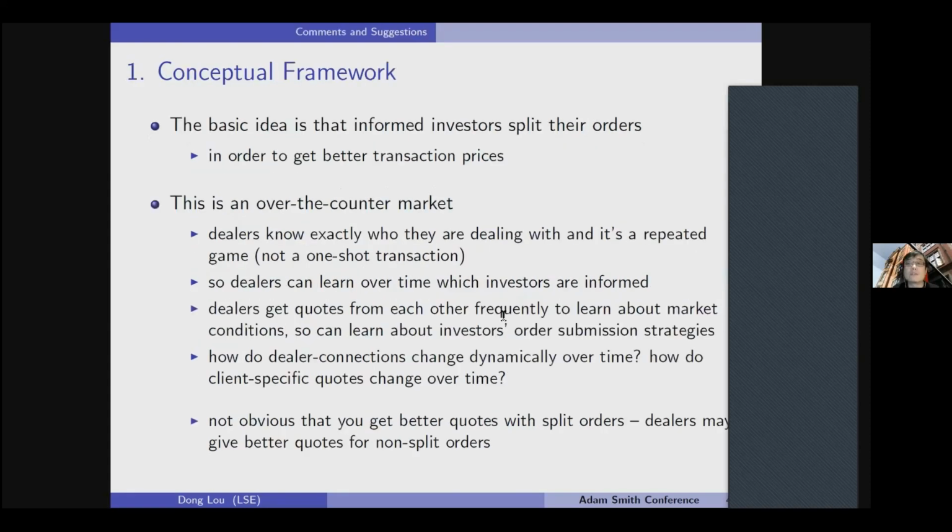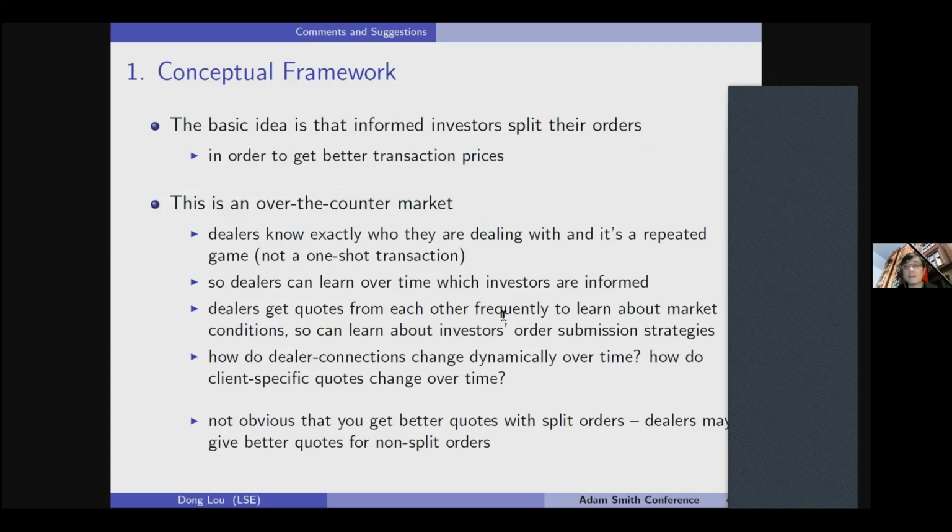Okay, so let me start with the conceptual framework. The basic idea of the paper is that informed investors, smart investors, tend to split their orders, or split their trades, and send their orders to different dealers in order to get better transaction prices. Okay, now it sounds very intuitive. Now I have 3 thoughts on this.